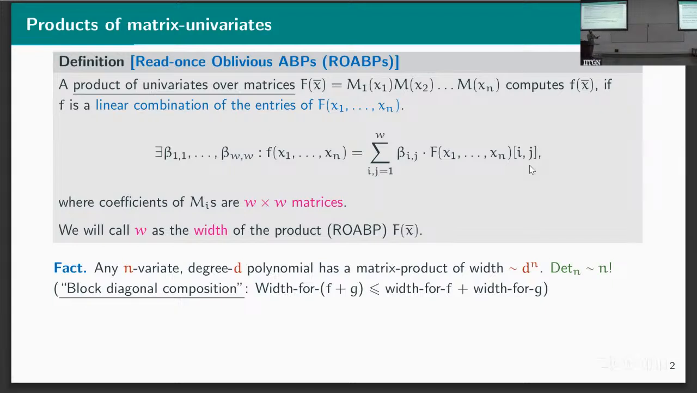Which means you can, of course, compute any monomial. It is just a product of univariates, not even matrices. So now you can line up all the monomials along the diagonal and compute it.